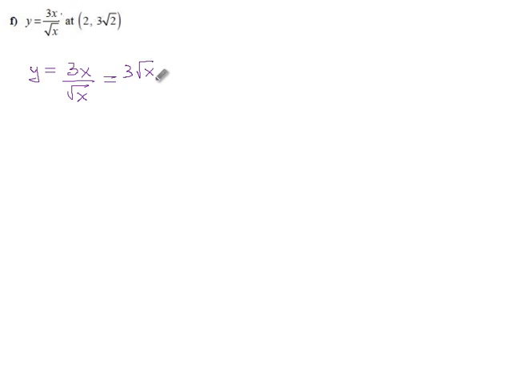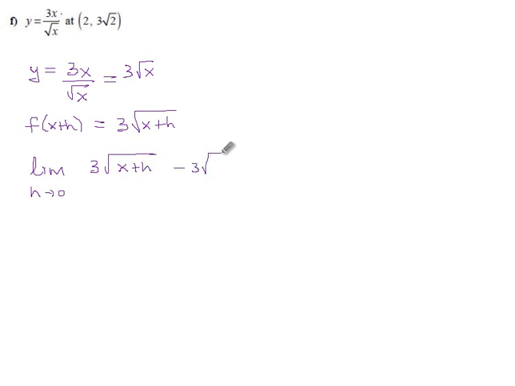So our function is 3 root x. We also need f of x plus h, which is not too bad for this one. It's 3 root x plus h. And that means our derivative is the limit as h goes to 0 of f of x plus h minus f of x all over h.